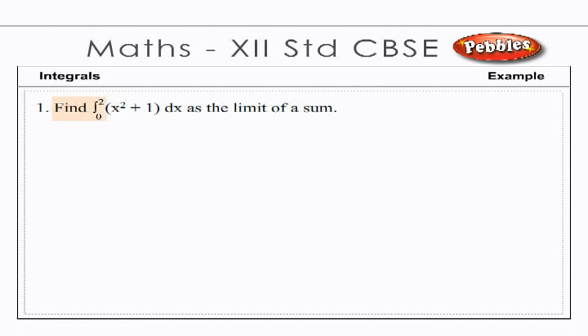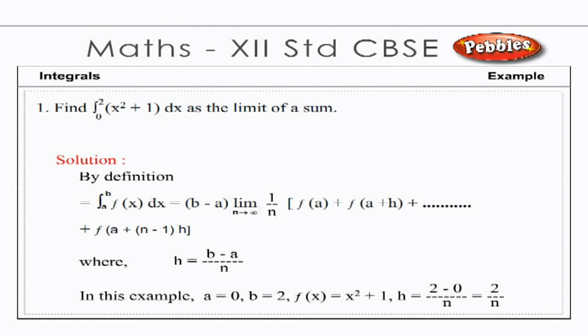Find integral 0 to 2 of x square plus 1 dx as the limit of a sum. Solution. By definition, integral a to b f of x dx is equal to b minus a into limit n tends to infinity of 1 by n into [f of a plus f of a plus h up to f of a plus n minus 1 into h], where h is equal to b minus a by n.